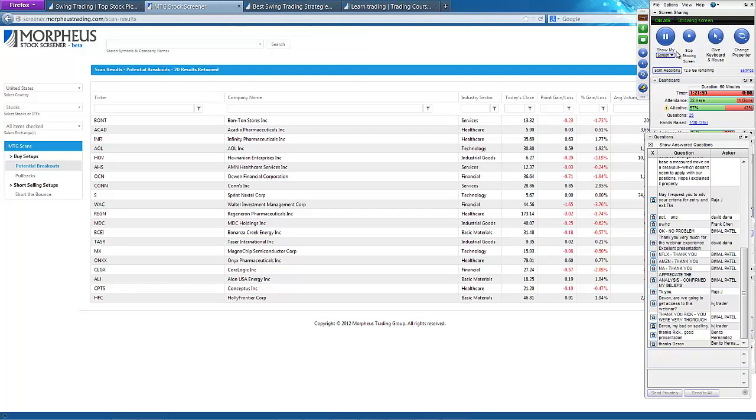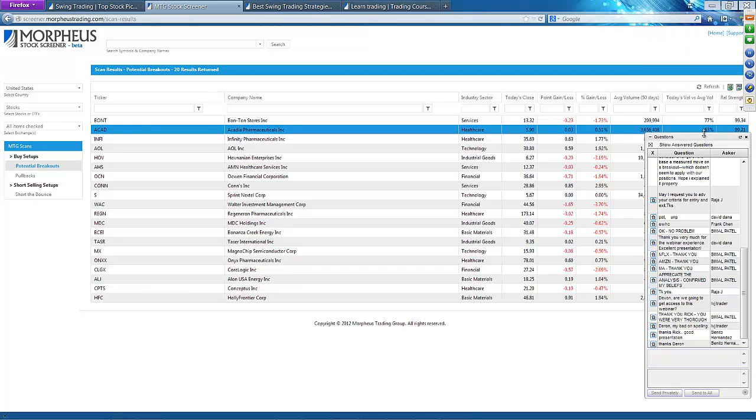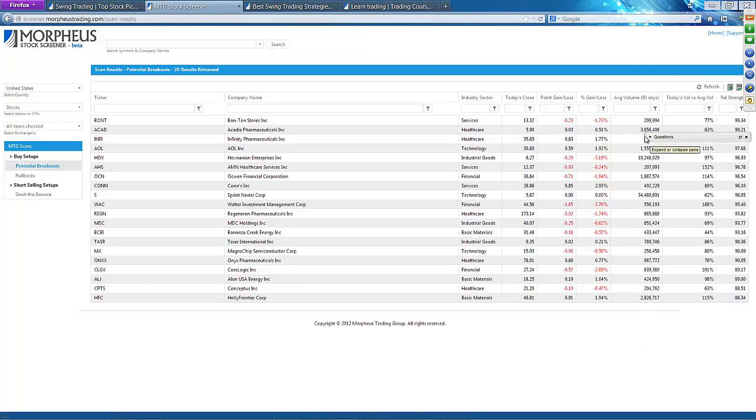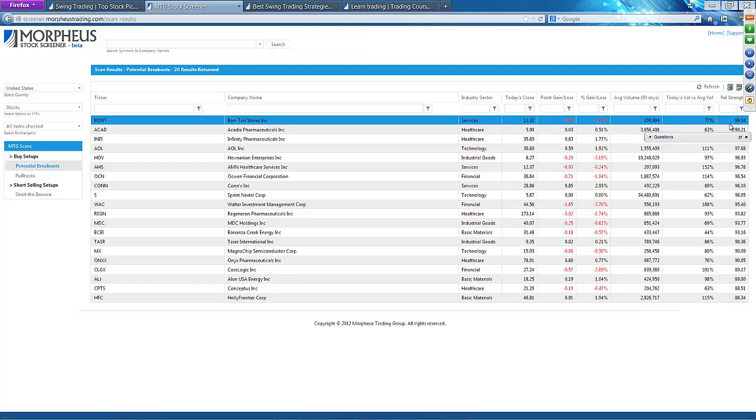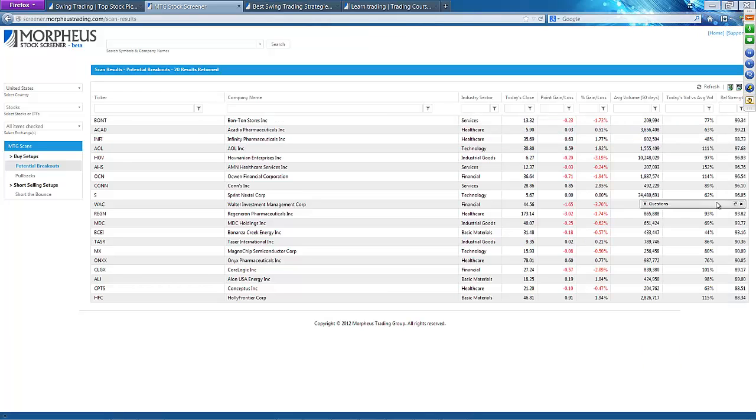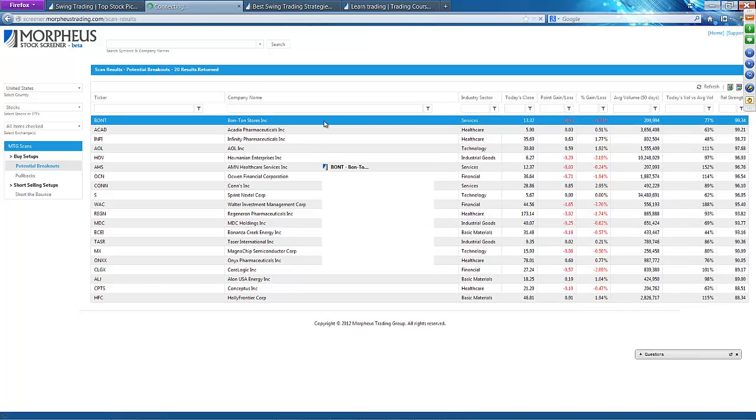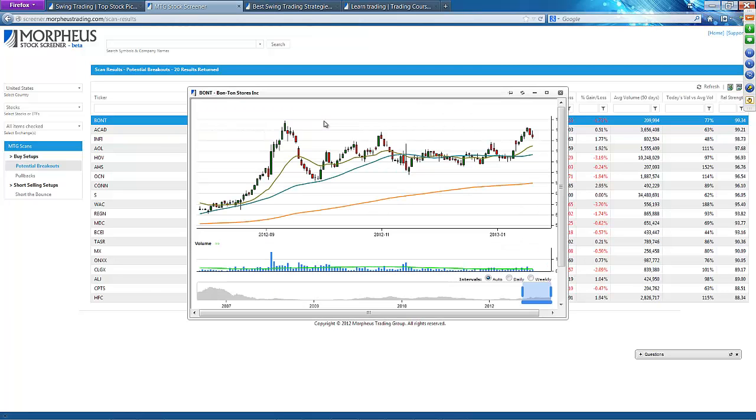Let me move that window out of the way. Okay, you can see 20 results returned. Over here, we can sort by relative strength. These are the strongest stocks over the past 6 to 12 months. If you click on any of these symbols, it brings up a chart, and it just shows you a very basic chart. Now, this is not designed to be a charting platform. The charting is pretty basic. It's designed to be a stock screening platform.